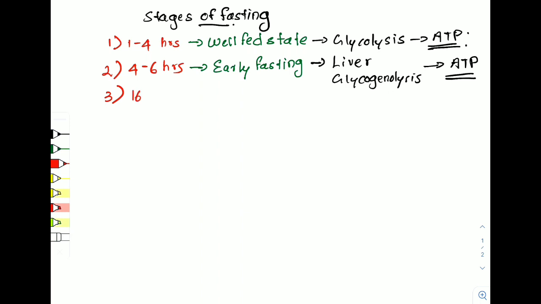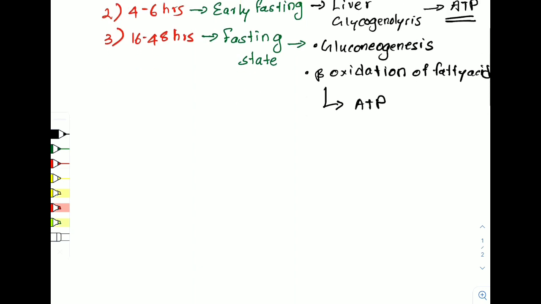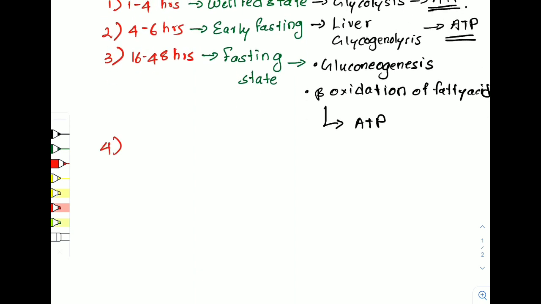And the third stage is 16 to 48 hours after food, which is commonly known as the fasting state. And it is in this fasting state where there is a deficiency of glucose and gluconeogenesis has to take place. Gluconeogenesis means making glucose from non-carb sources. So in order for gluconeogenesis to take place, beta oxidation of fatty acid must take place to provide ATP, because gluconeogenesis requires ATP, and for that ATP, beta oxidation of fatty acid takes place.